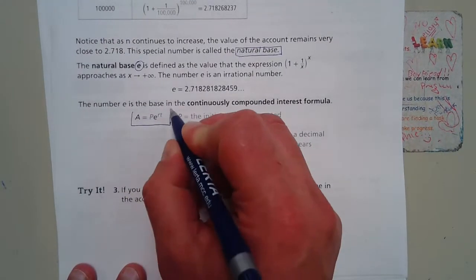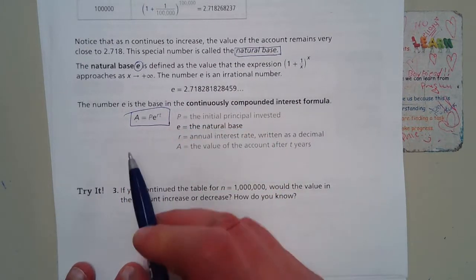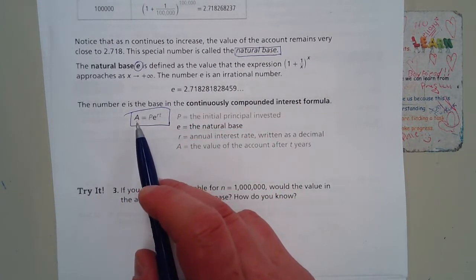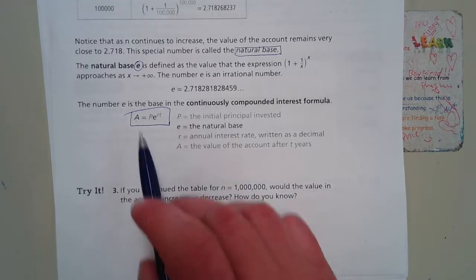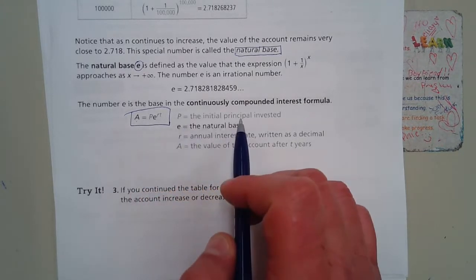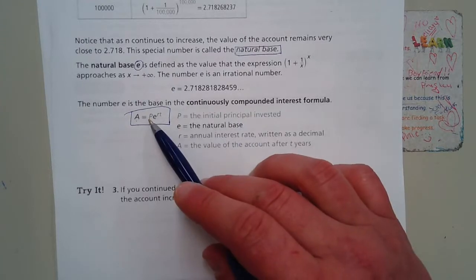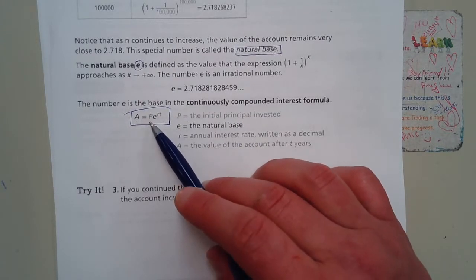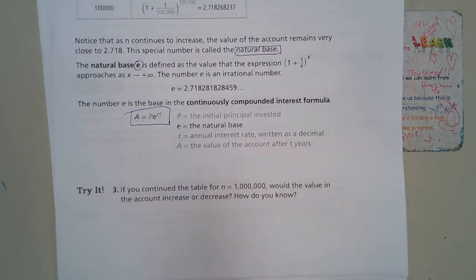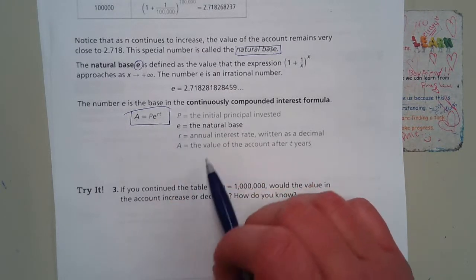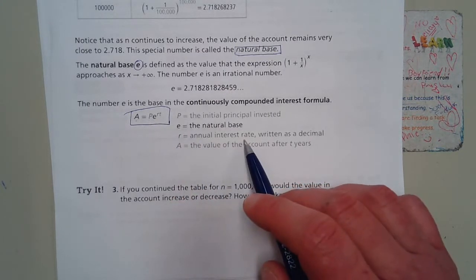It's the PERT formula. So A equals PERT, where A is the amount you're going to be getting out of it. So they say the value of the account. P is what they call the principal. Anytime you're investing money, they call the part that goes in the principal. Or if you take out a loan, the amount you're borrowing is called the principal. E is what we just talked about. And then R is whatever the rate is.